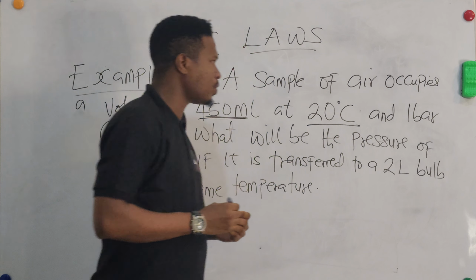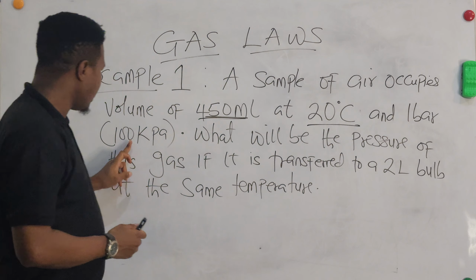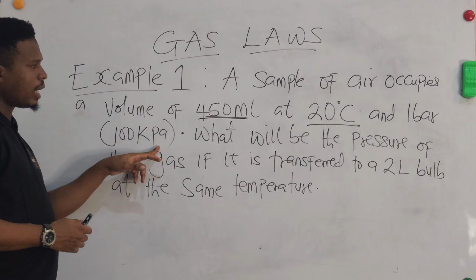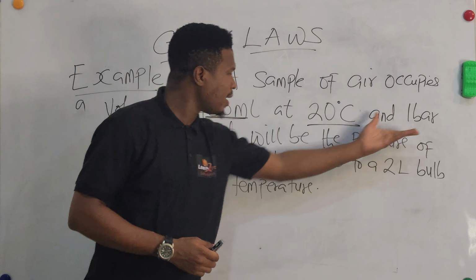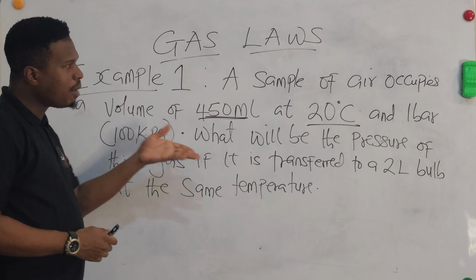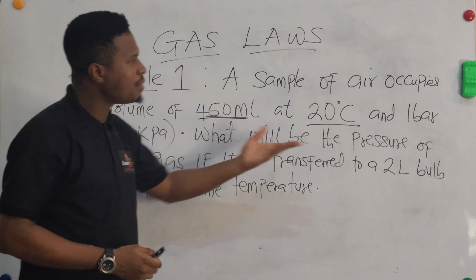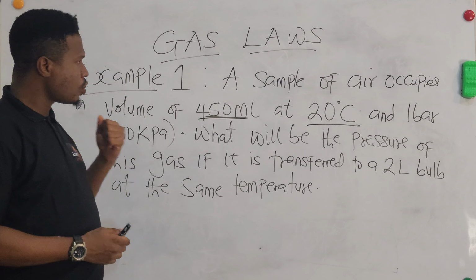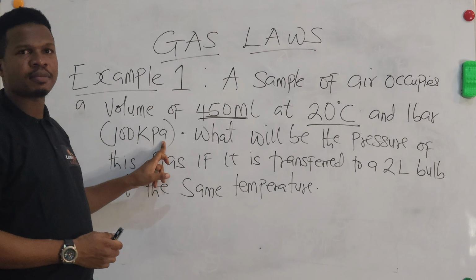Let me underline this also. And 1 bar. Already, they have converted the bar to kilopascal, so we can use it. You can solve this question with either one, with the bar or with the kilopascal. At the end of the day, your final pressure, what you are looking for, can still be in kilopascal or in bar, depending on the one you want to use to solve. But just know that 1 bar is equal to 100 kilopascal.